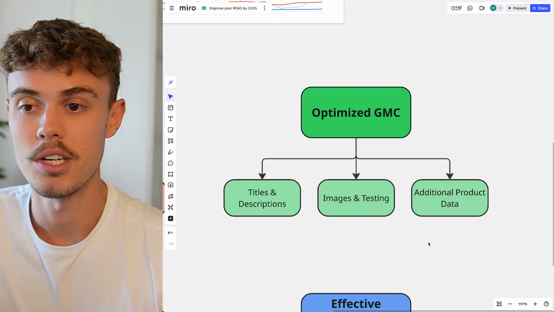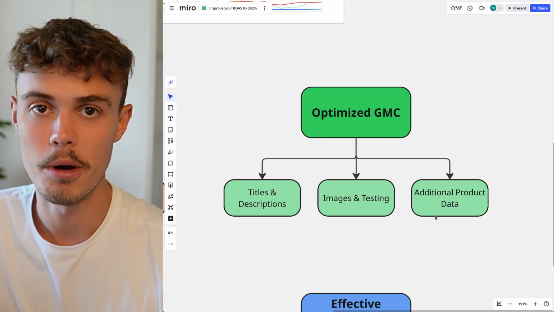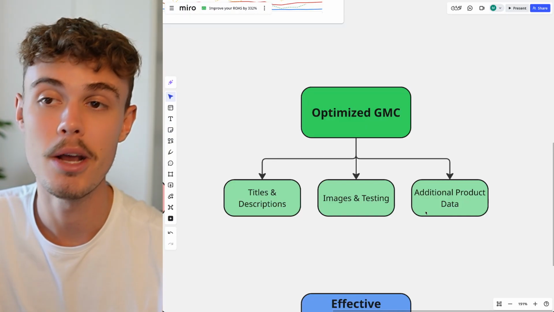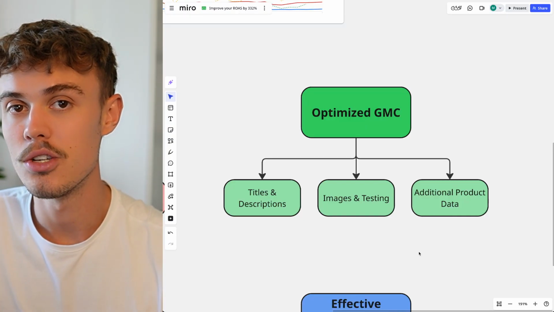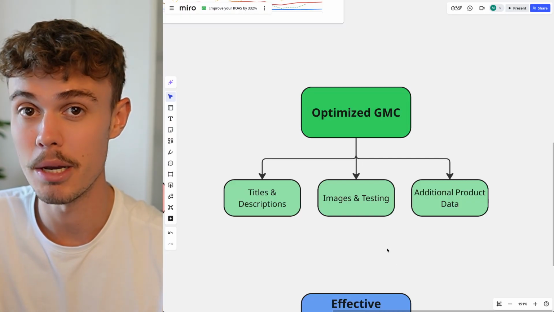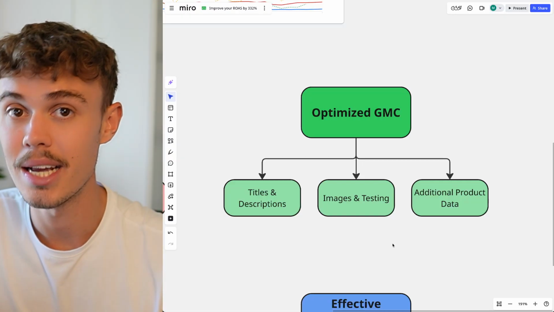Next up, additional product data. So are you fully filling out all of the product data in your Merchant Center listings? Make sure you are, because if you're not, Google will penalize you, right? It may not be a major penalty, but you do get benefits. You do get boosted in search rankings for having complete product data, and it gives you a much better chance of showing your products and also getting cheaper clicks.